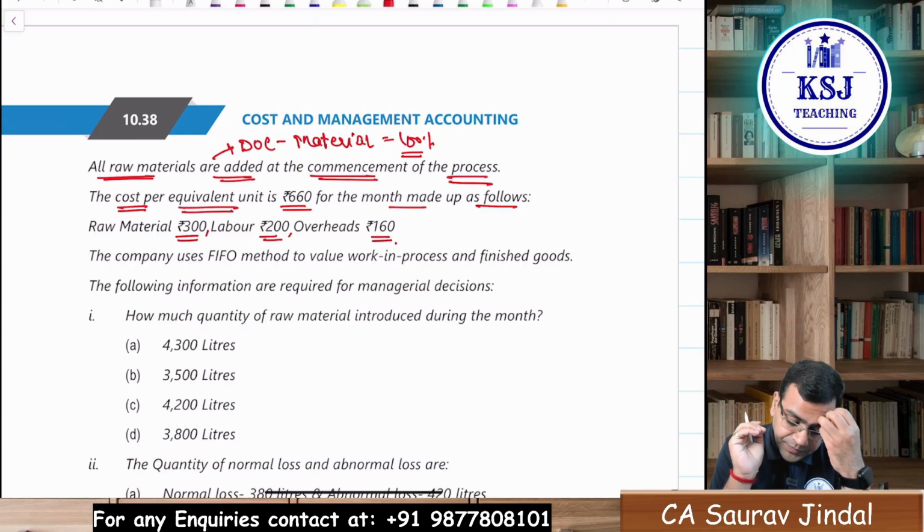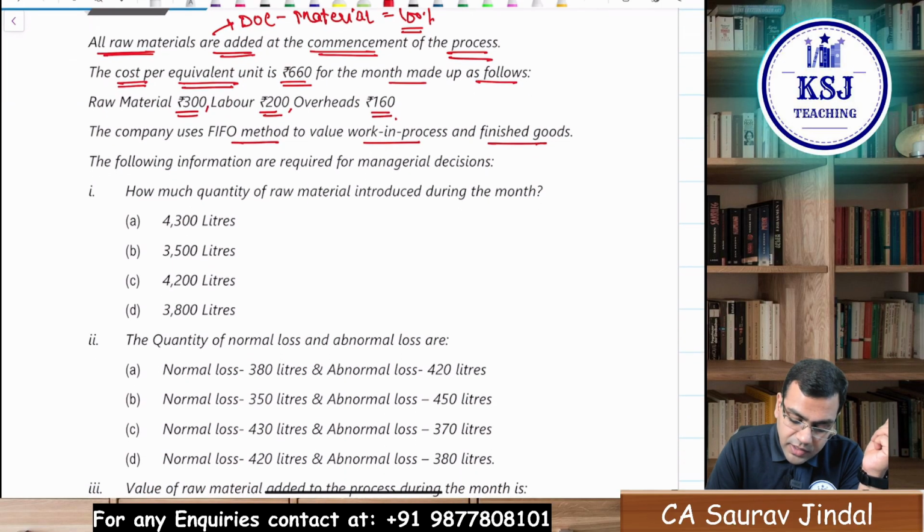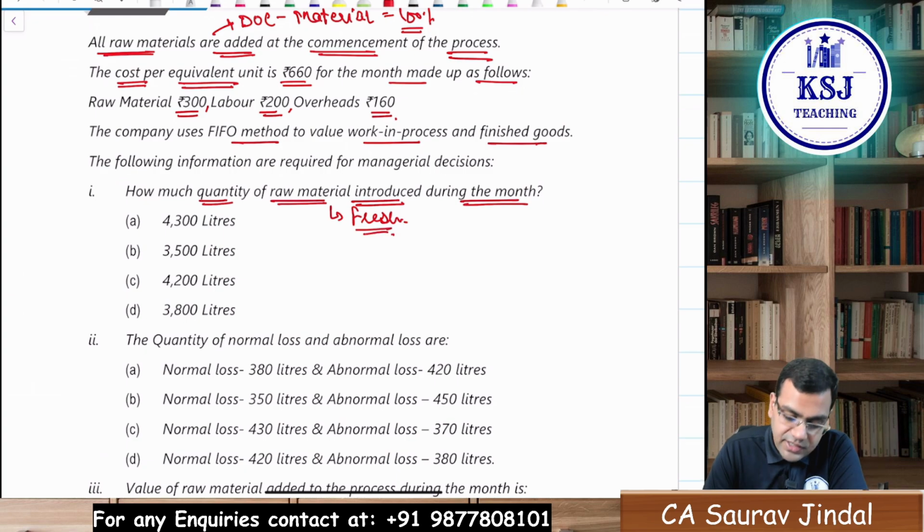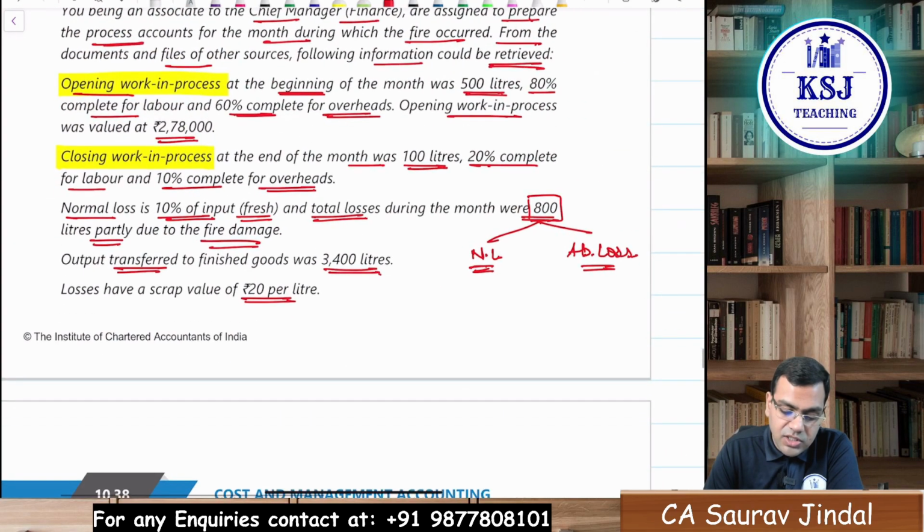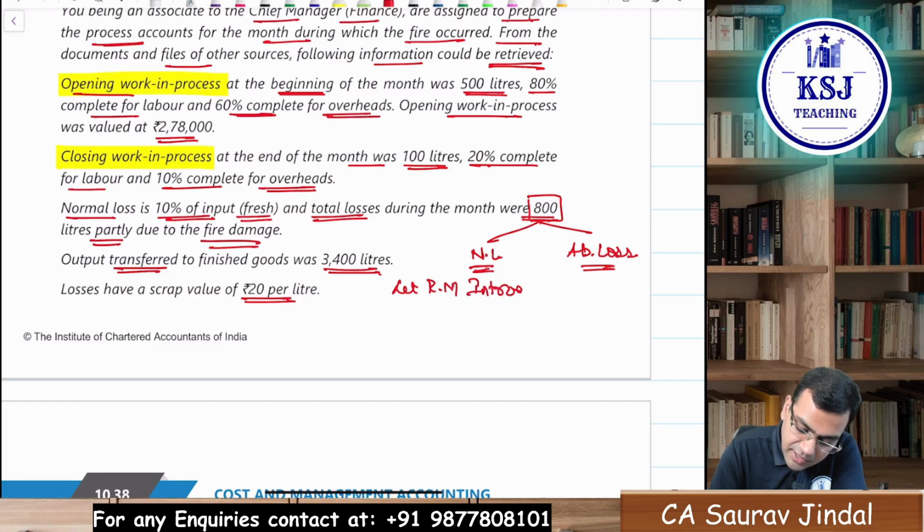Okay, fine, sir. The company uses the FIFO method to value the WIP and finished goods. The following information is required: how much quantity of the raw material was introduced during the month, right? This is the fresh raw material introduced during the month. How will you calculate this? Now, just try to understand one equation. I am saying let the raw material introduced, that is the fresh raw material introduced, be X.